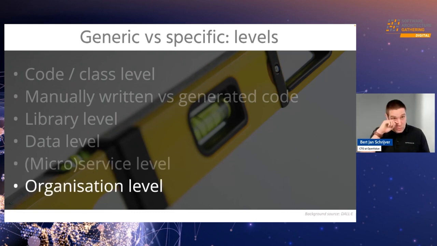And you can also talk about it on organization level. So when to do something specific for a project, or when to go generic on an organization level. How do you share code between teams? How do you maintain generic code? What's the life cycle of generic components? So sharing code between teams is nice, but it also increases dependencies. And these are dependencies between teams. And dependencies between people are even worse than dependencies between software.